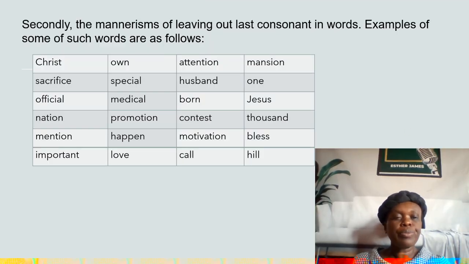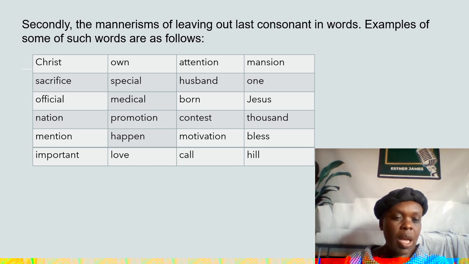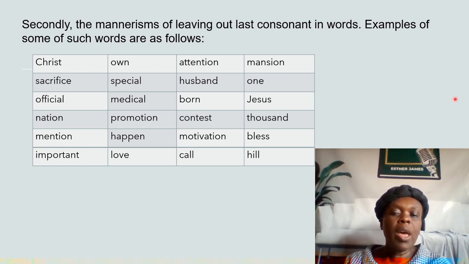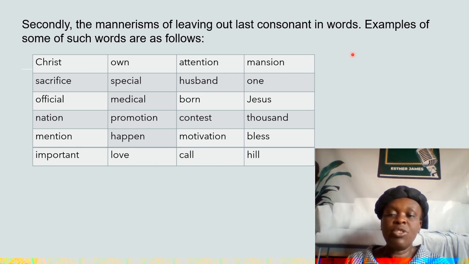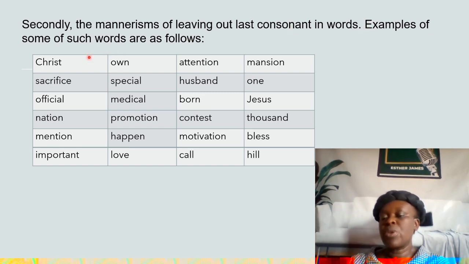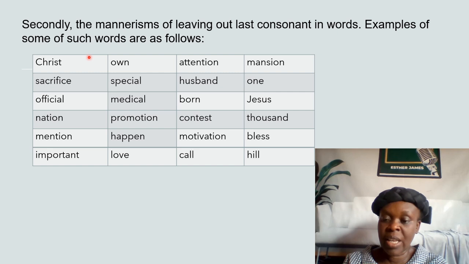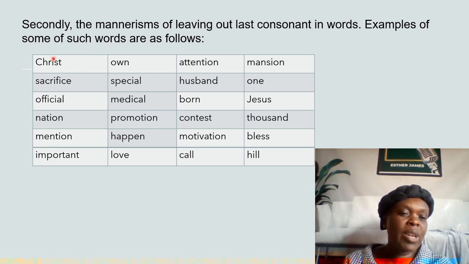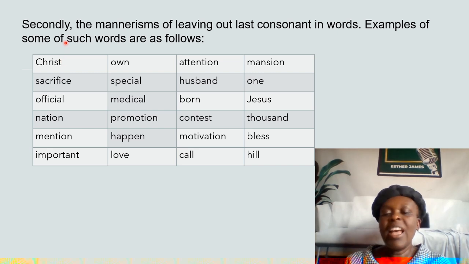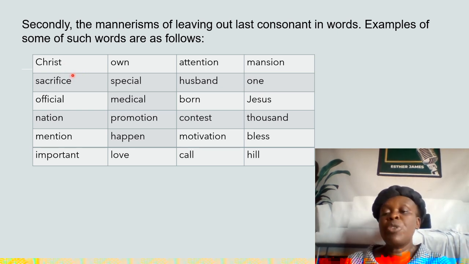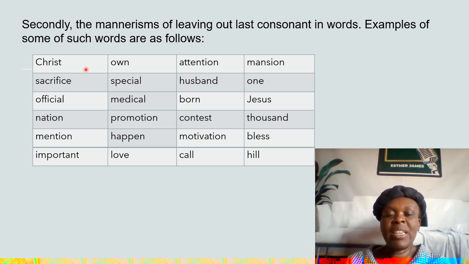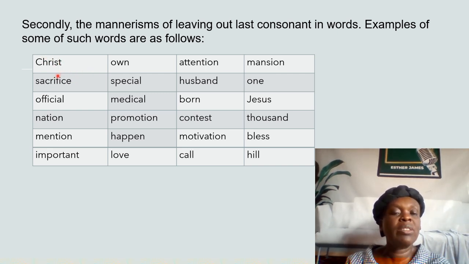All right. Now let's look at the second factor that may bring about reduction or omission of sounds by the non-native speakers of English language. The second one is the mannerism of leaving out the last consonant in an English word. If the letter is not silent, you must not silent it. Because the moment you don't pronounce all the sounds that should be pronounced in a word, that word has lost its identity. Assume I want to pronounce this word, Christ, and I say cry. I did not pronounce the last T sound. I'm actually pronouncing something else, and I will be confusing my audience, my listener. So if I want to say Christ, I must pronounce the last consonant.